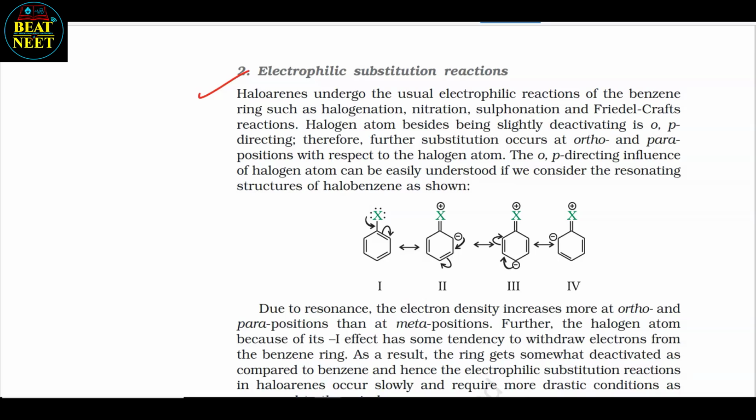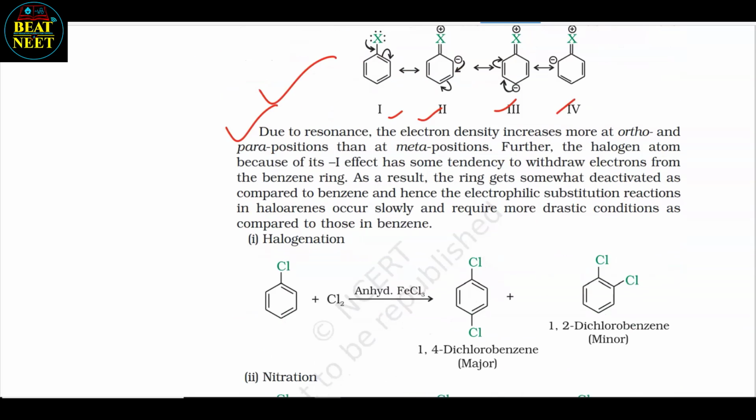The ortho-para directing influence of the halogen atom can be easily understood if we consider the resonating structures of halobenzene as shown. Here you can see the first, second, third, fourth structure. Due to resonance, the electron density increases more at ortho and para positions than at meta positions.